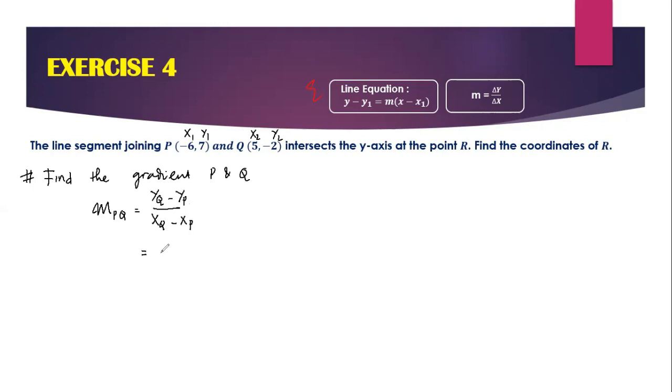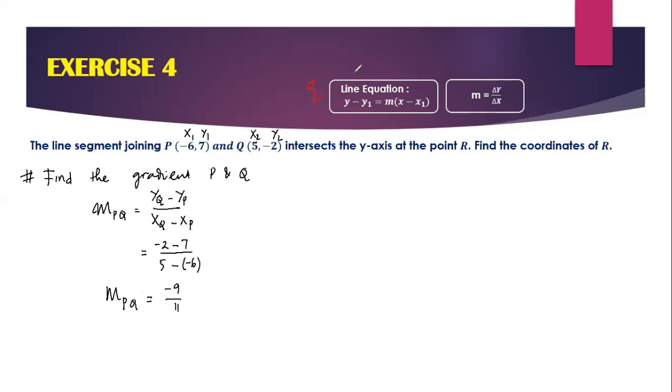Next, yQ is minus 2, yP is 7, right? Next, xQ is 5, xP is minus 6. Is it correct, everyone? Yes, sir. Minus 9 over 11, right? This is the gradient PQ. The gradient PQ is minus 9 over 11.